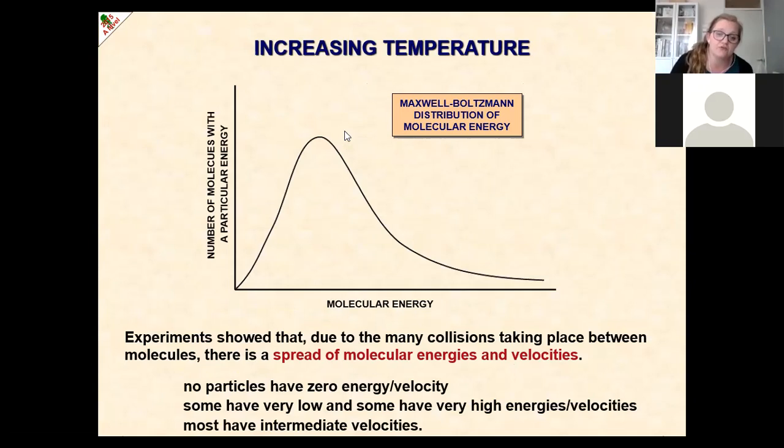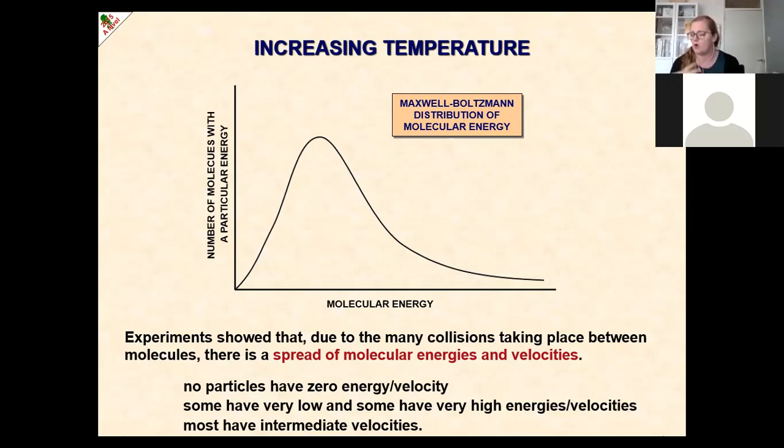We have our molecular energy here and the amount of them. So most of them are in the middle. We have a few with really, really high energy, a few really, really low, but never zero. So we have this distribution of molecular energy. Not all of our particles are going to have the same amount of energy and velocity. And that's really, really important to remember.